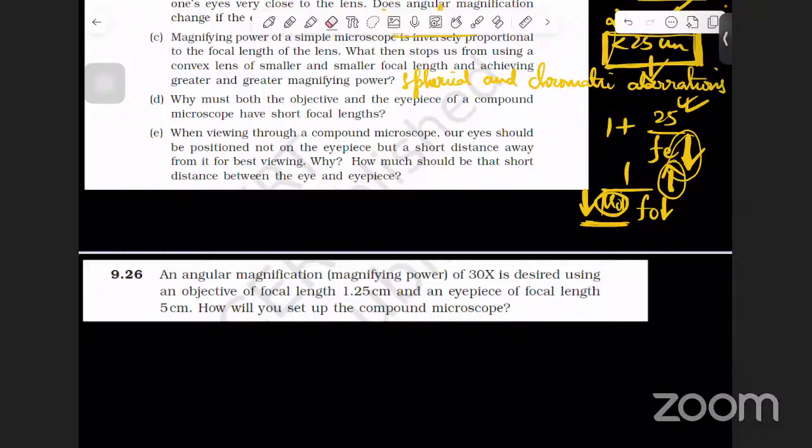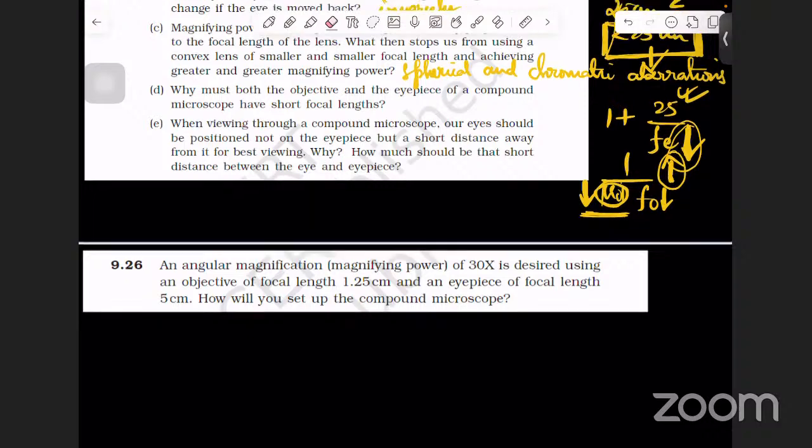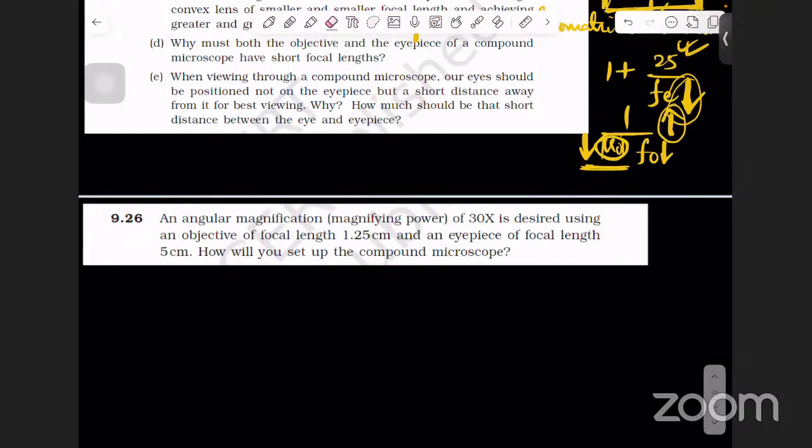The eye ring attached to the eyepiece gives the best position for viewing. If you see at the eyepiece, there is an eye ring attached to it, and you should keep your eye at that distance. It's actually made by the company only. So you keep it at that distance for proper viewing. Okay, all right. So next question.